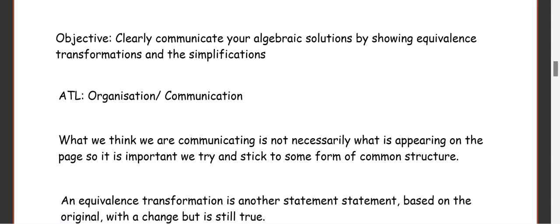So it says, I want you to clearly communicate your algebra exclusion by showing equivalence transformations. I'll explain what that means in a sec. Your ATL is organisation and communication. This is what we're working on today. Okay? What we think we are communicating is not necessarily what is appearing on the page, like that guy that did his test. All right?